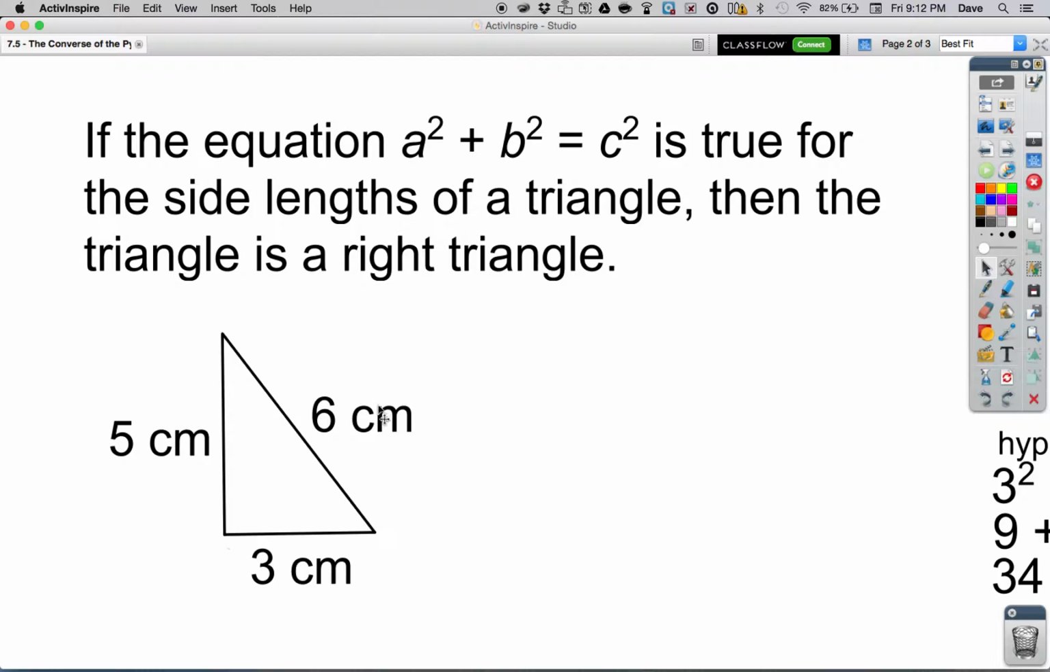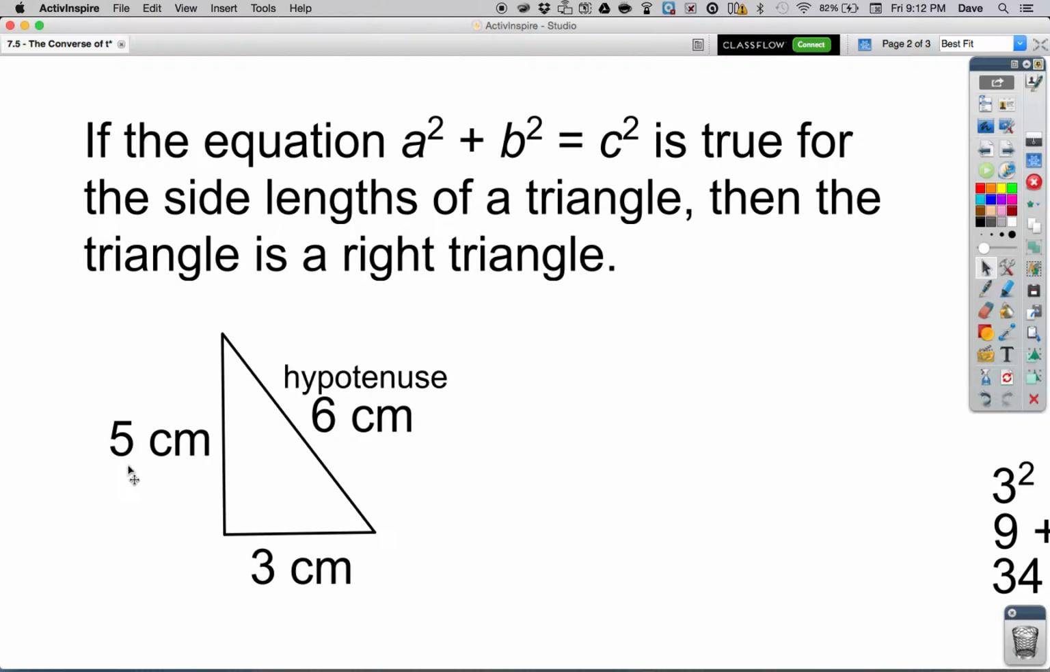Now first thing we need to do is establish which one's A, B, and C. Now C, of course, is the important one, the hypotenuse. But since we don't have a right angle to work with, we basically want to identify the hypotenuse in another way, which was that the hypotenuse is always the longest measurement of the three, which is the 6. So we'll label that one the hypotenuse. Which means 5 and 3 are the legs, A and B.